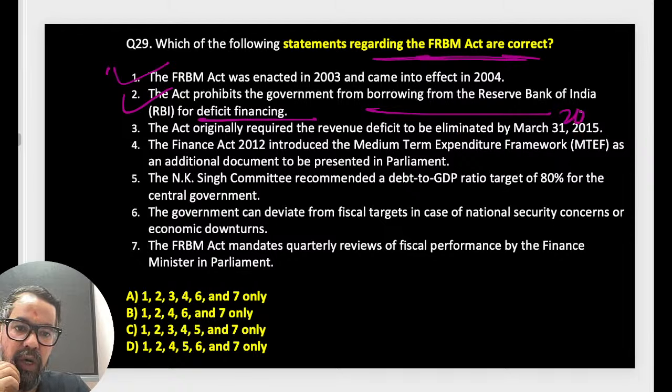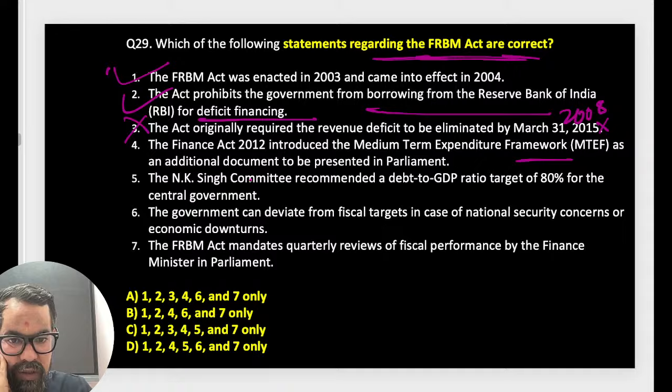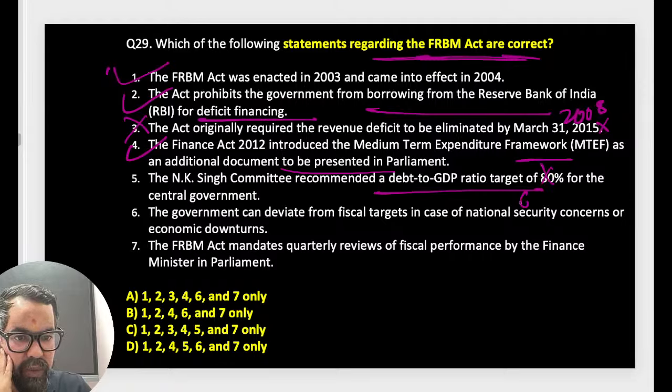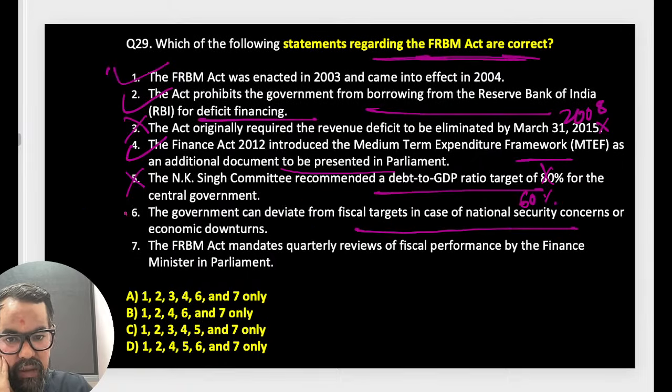It was 2008, if somebody remembers this. This is exact from your book. The Act introduced a medium-term expenditure framework which needs to be presented in Parliament. Yes. The committee's debt to equity was 60%. This is also wrong. 40 for the Centre and 20 for the states. The government can deviate from fiscal targets in case of national emergency. FRBM quarterly review. Okay.